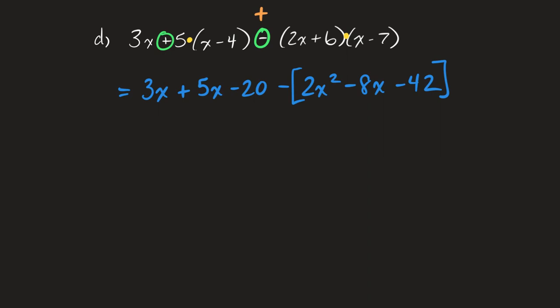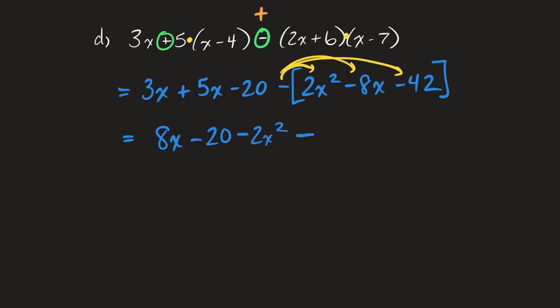Okay, if we've got that blue line, now this would be my advice to you on the next line. Clean up whatever you can. I can do that 3x plus that 5x. There's nothing I can collect with that negative 20 because I now need to subtract all parts of what's inside those square brackets. So I'm going to subtract my 2x squared.